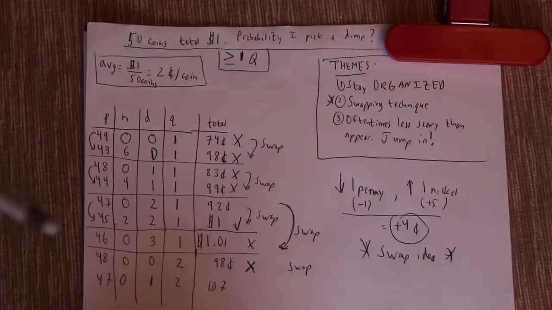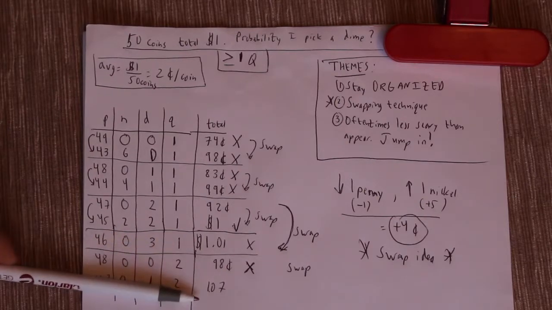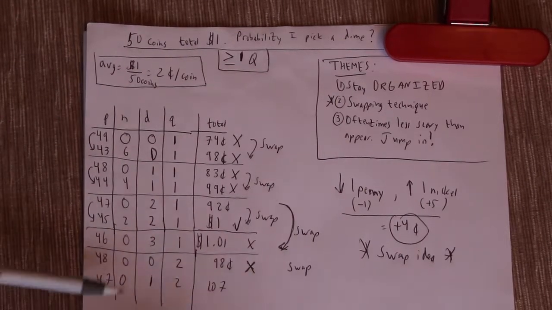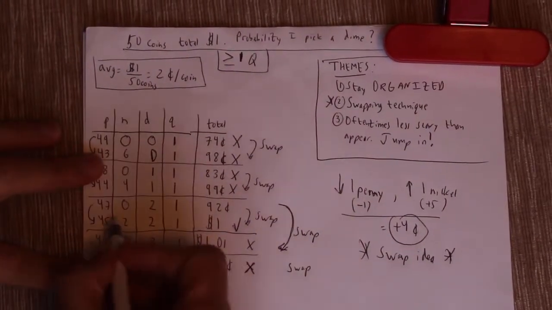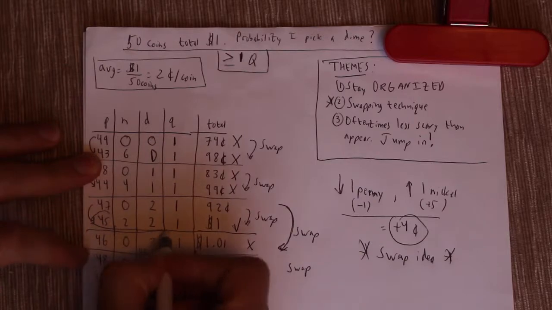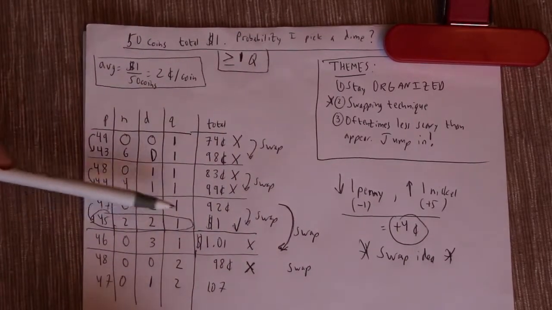And hopefully you guys can convince yourself, if we go any further, we're just going to get worse and worse. It's just going to get higher and higher. So that's why we're done. And we found that the only one that works is this one over here, which is 45 pennies, 2 nickels, 2 dimes, 1 quarter.